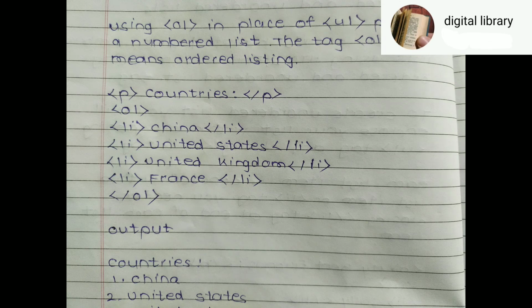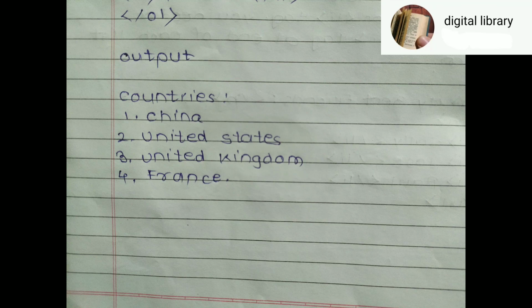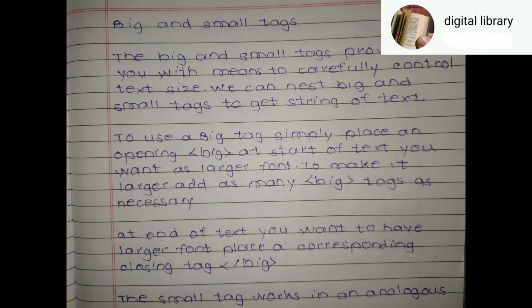Using OL in place of UL produces a numbered list. The tag OL means ordered list. This is the output for this program, that is for the ordered list. Output is countries: 1 China, 2 United States, 3 United Kingdom, and 4 France. So this is the output for the ordered list.